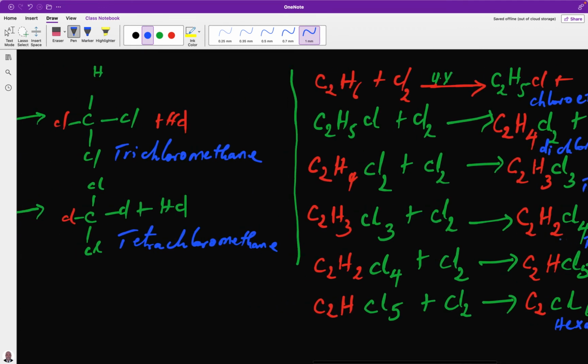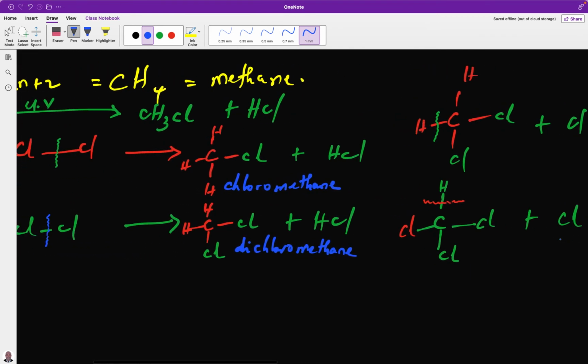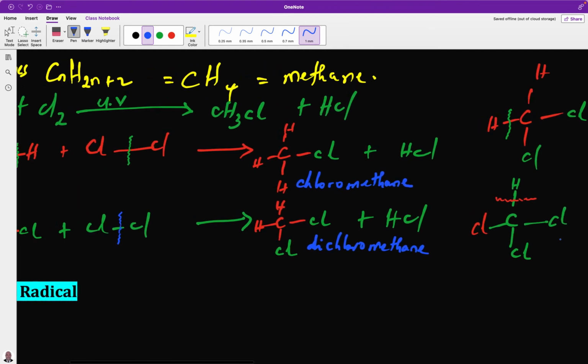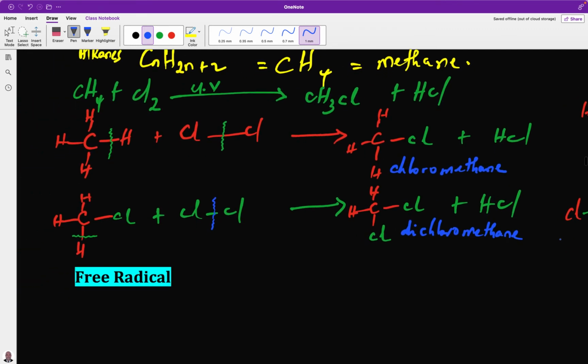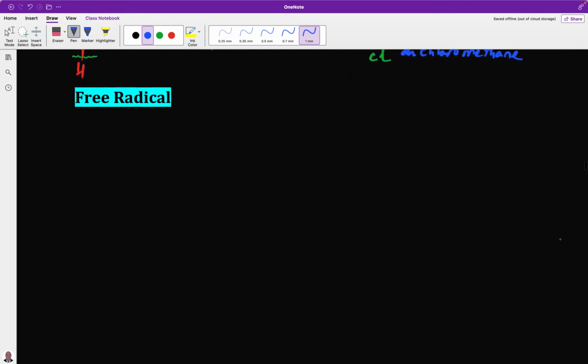We are now done with halogenation of alkane with examples for methane and ethane. Now it takes us to the next substitution reaction, which is the free radical substitution reaction of alkane. What is a free radical?